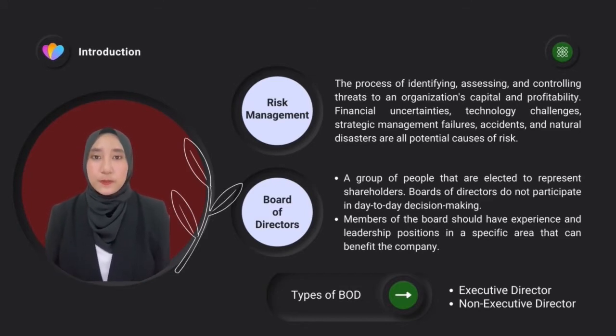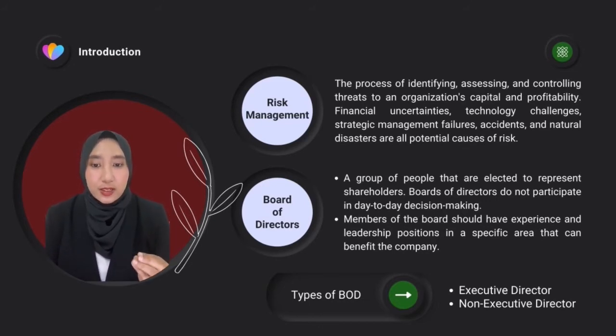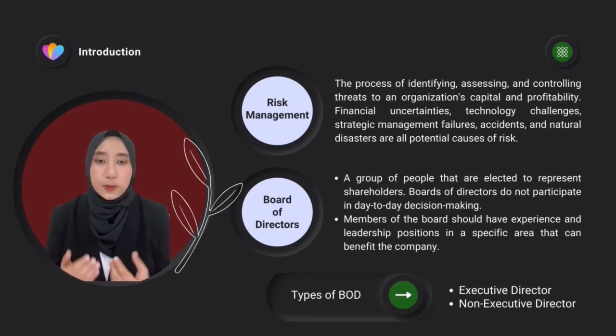Next, I will explain about the Board of Directors. Board of Directors is a group of people that are elected to represent shareholders. They do not participate in day-by-day decision making. Instead, they establish overall policy based on the company's mission and vision, and also they exercise oversight by reviewing the actions of its officers and executives. In general, the board acts as a fiduciary on behalf of shareholders when making decisions. Other than that, members of the board should have experience and leadership positions in a specific area that can benefit the company. For example, if your company is in a technical field such as computers, you should have people who have held leadership positions in that field. They will know people who can assist you and they are familiar with the complexities of operating and managing this type of business.